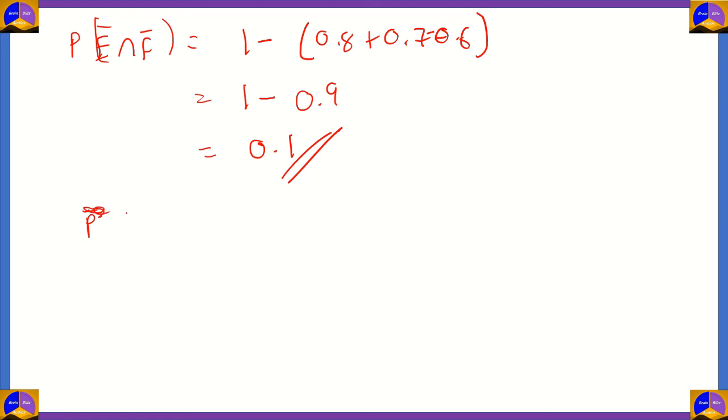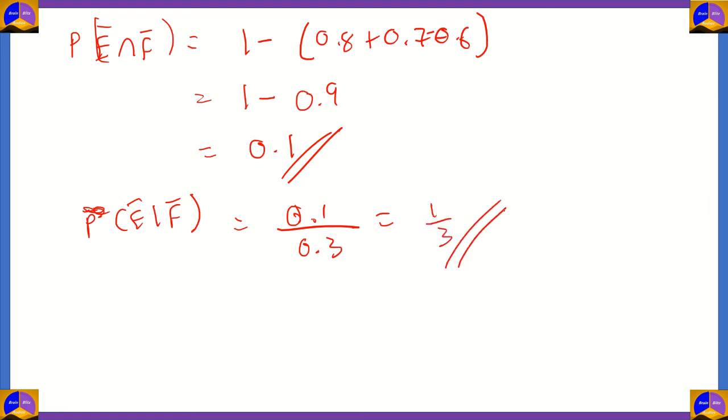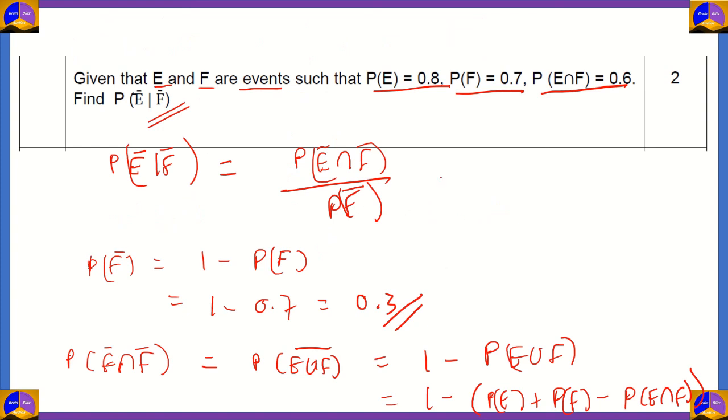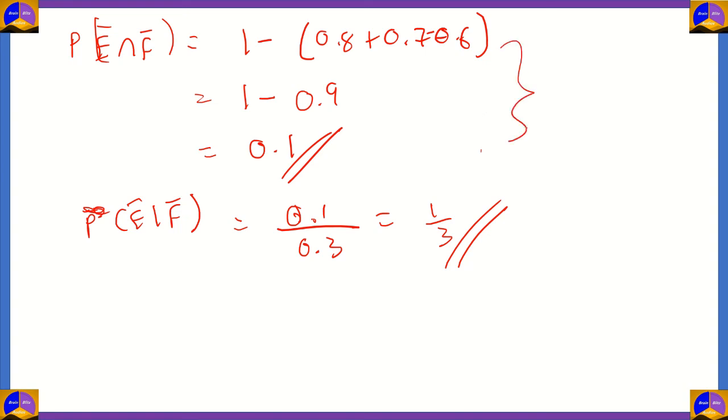So the probability of E bar given F bar will now be equal to 0.1 divided by 0.3. Multiplying by 10 on both sides, you will get 1 by 3 as the probability of E bar given F bar. So this formula will fetch you half marks. Finding P of E bar intersection F bar will fetch you 1 mark, and the final answer will fetch you half marks. And that is the marks distribution for this question.